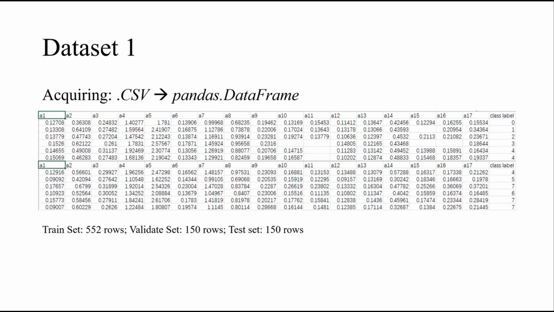For dataset 1, first we will acquire the data from a CSV file and turn it into a data frame with the pandas library. The training set has 552 rows. The validation set has 150 rows. The test set has the same size as the validation set.